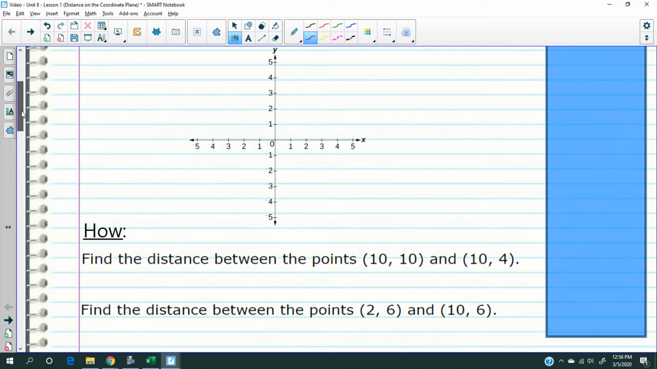I'll give you an example. So look at number 1 here. We have to find the distance between the points 10, 10 and 10, 4. Right off the bat, I should have done this better. So what I'm going to do, I'm going to pause the video. I'm going to find a better coordinate plane. Hold on.